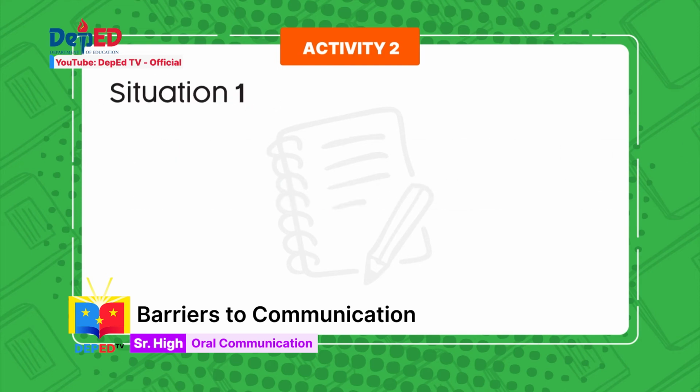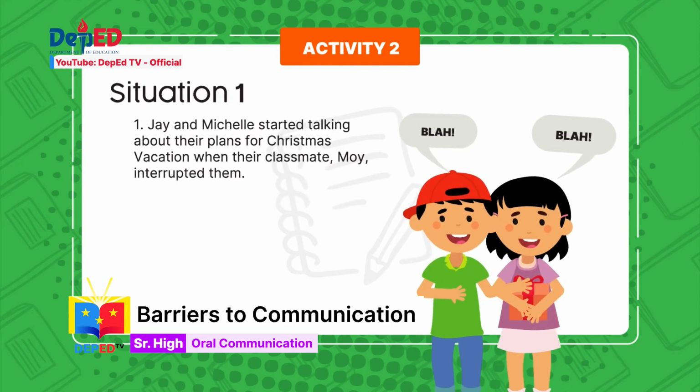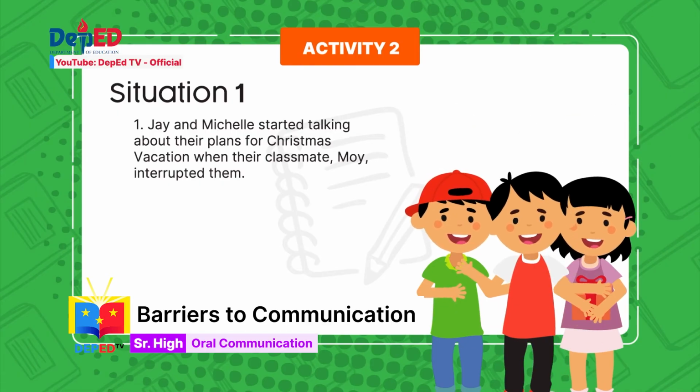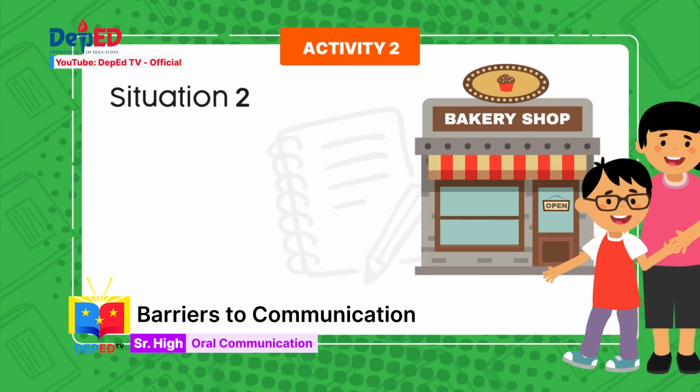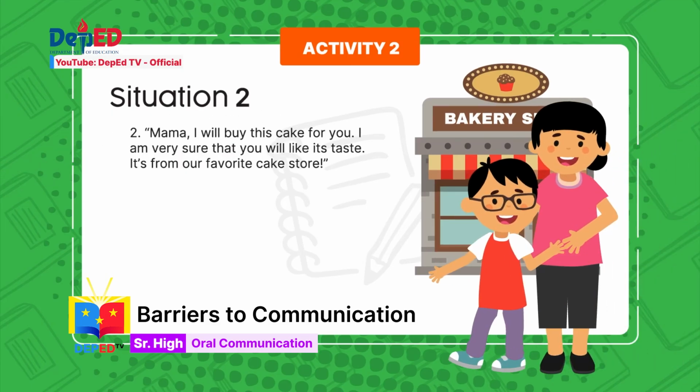Number 1. Jay and Michelle started talking about their plans on Christmas vacation when their classmate, Moy, interrupted them. Communication breakdown occurred in this situation when Moy interrupted an ongoing conversation of Jay and Michelle. This is an example of a physical barrier. Number 2. Mama, I will buy this cake for you. I am very sure that you will like its taste. It's from our favorite cake store.